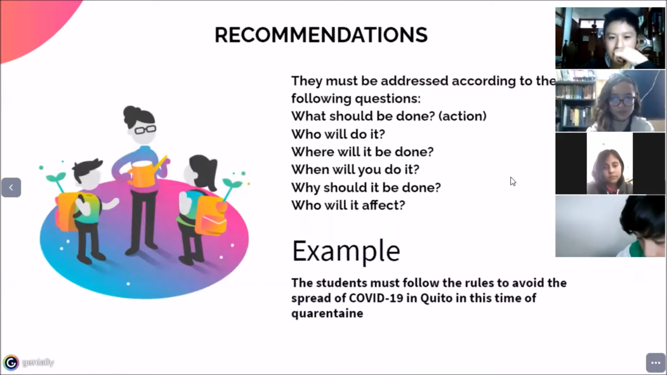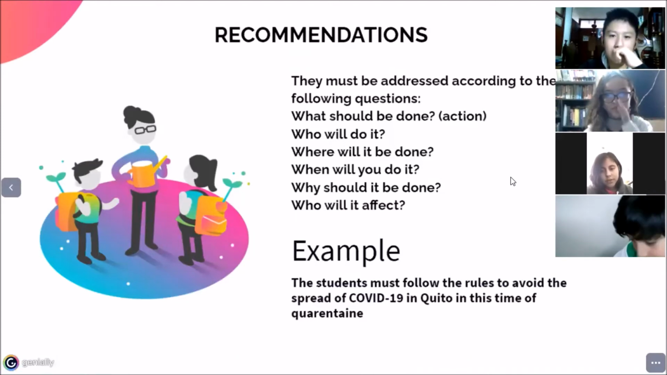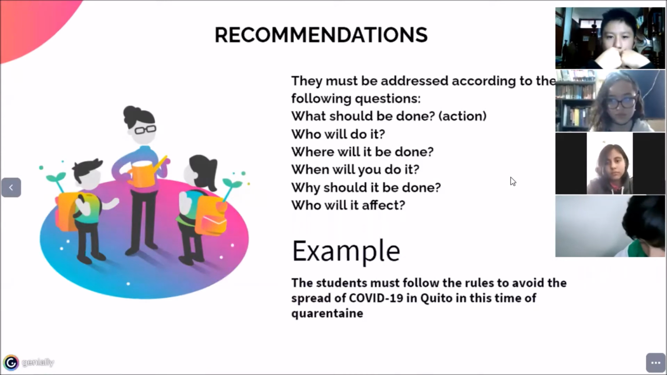Recommendations. They must be addressed according to the following questions. We have 6 questions. Number 1, what should be done? The action. Second one, who will do it? Third one, where will it be done? Fourth, when will you do it? Fifth, why should it be done? And the last one, how will it affect? So there are 6 questions that we need to take into account in order to complete the recommendations.